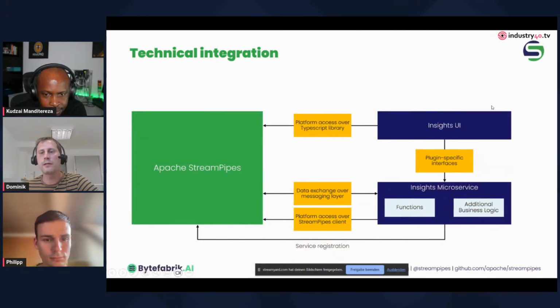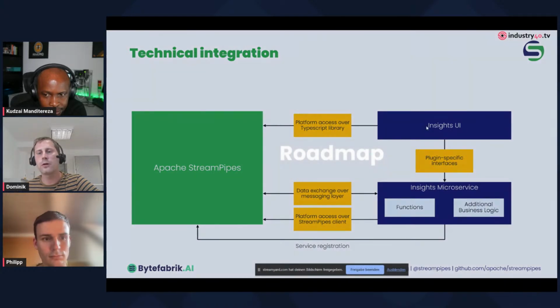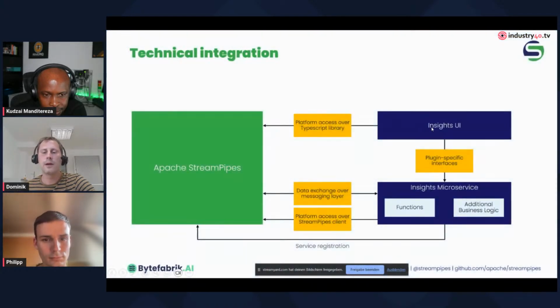So what you've seen is the user interface called Bytefabrik Insights. This uses the TypeScript library to get access to platform features, like data and results, or also custom data that is required by the user interface. And we have another microservice running there that uses Streampipes functions to do the event and activity detection in the background and consumes data from Streampipes over the messaging layer. So all data has been previously connected to the PLC, and the microservice consumes it and prepares data so that it can be used by the UI.